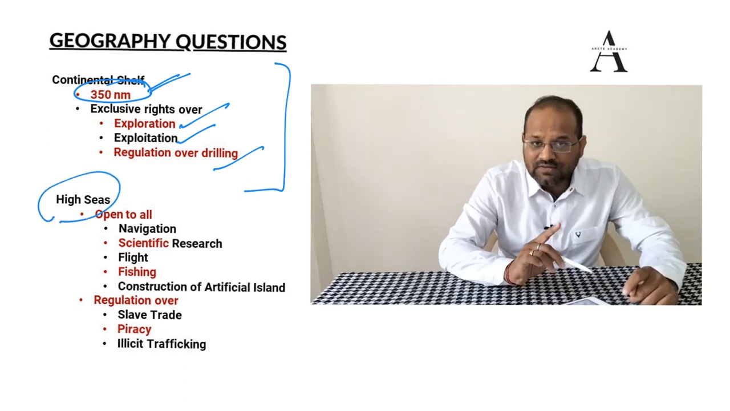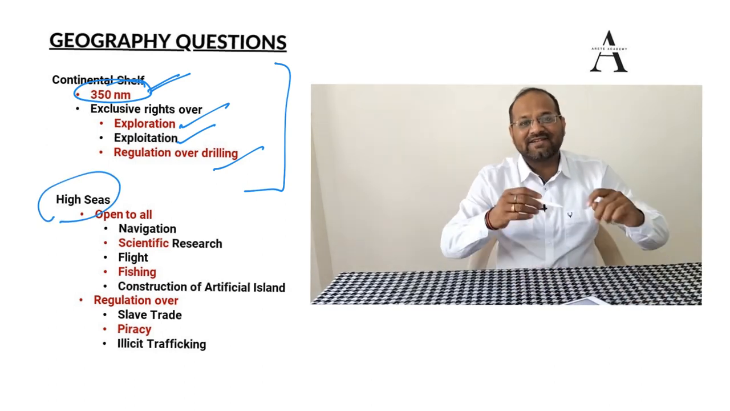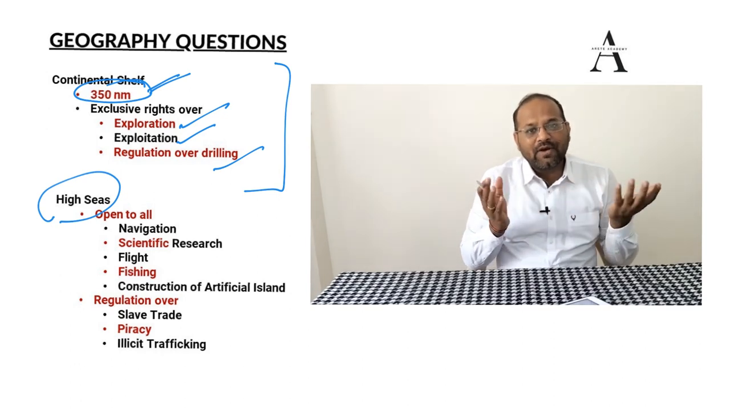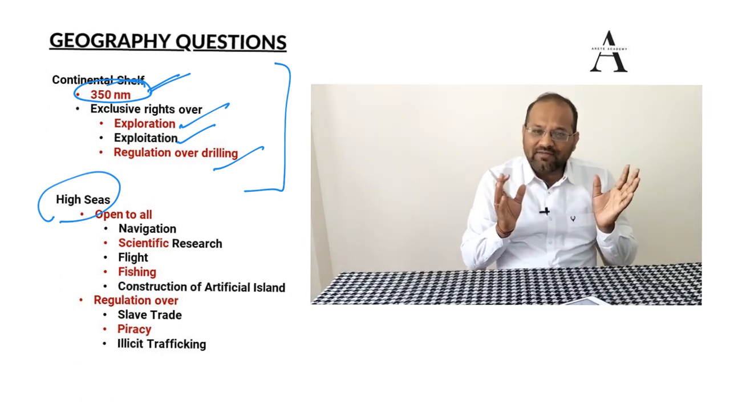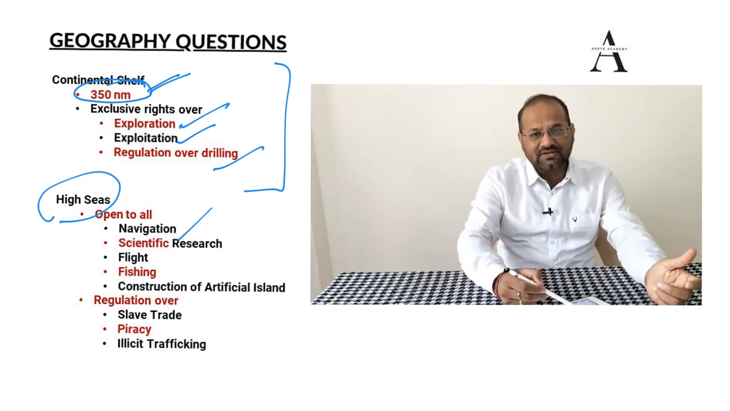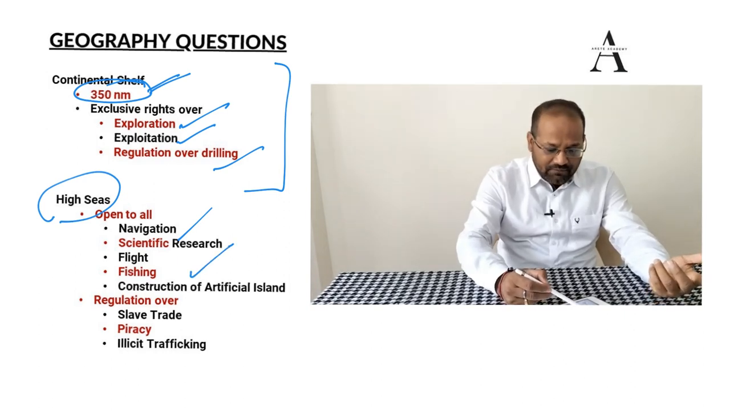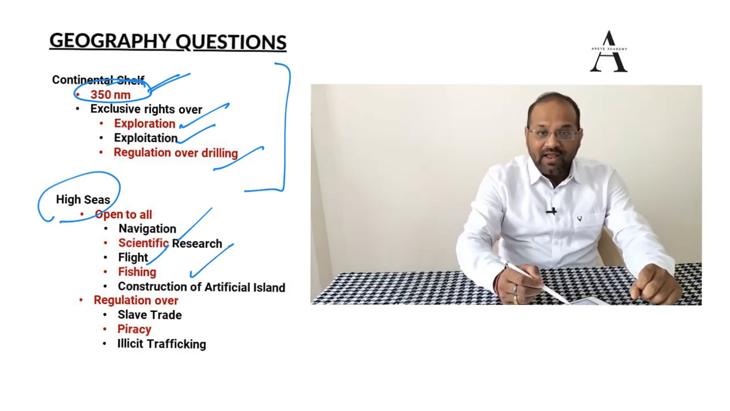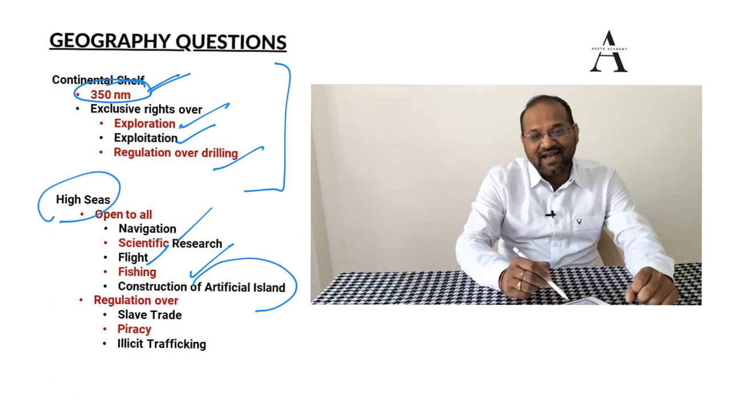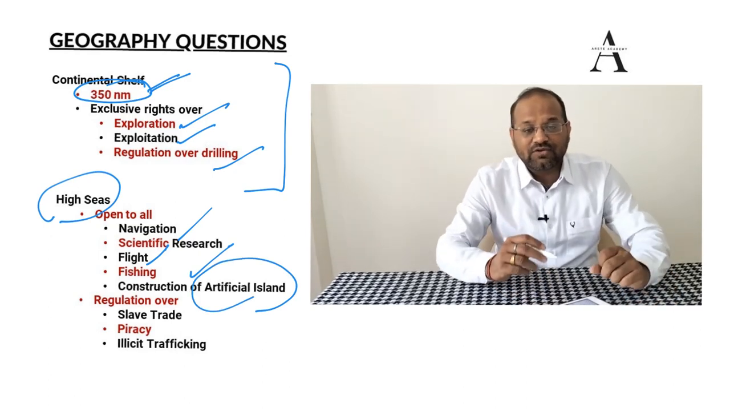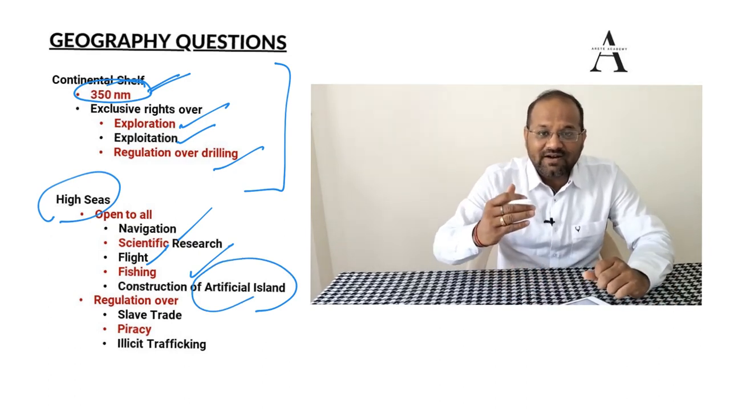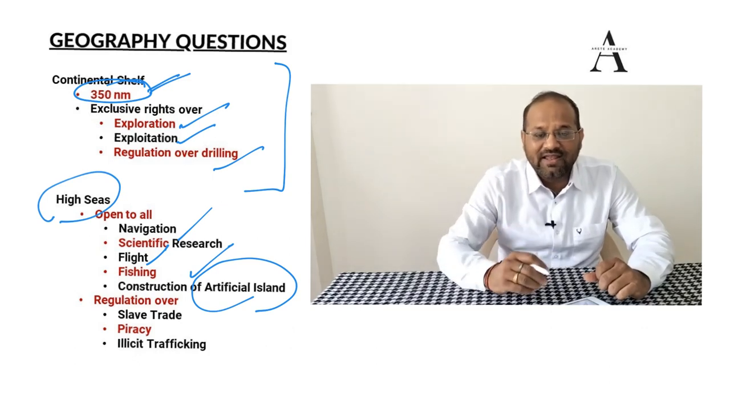The fifth zone was high seas. High seas, as the name says, is open for all. It is open for all the activities. It is open for navigation, scientific research, for flight, for fishing, even for construction of artificial islands. It was open, so countries started dumping their nuclear waste in the high seas.